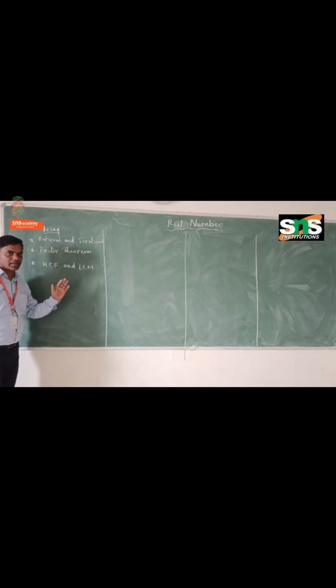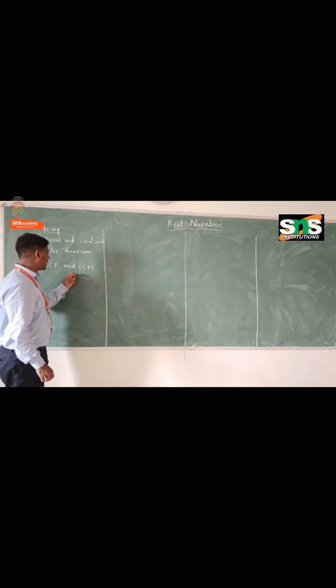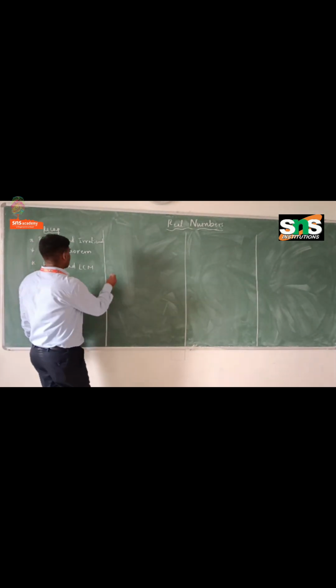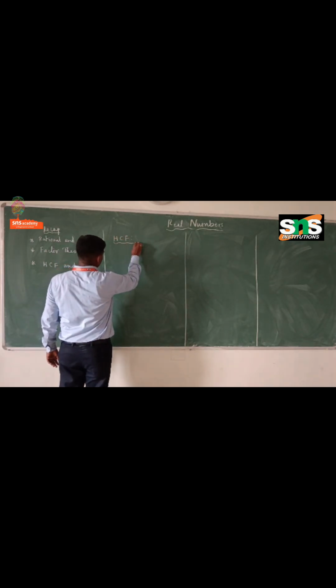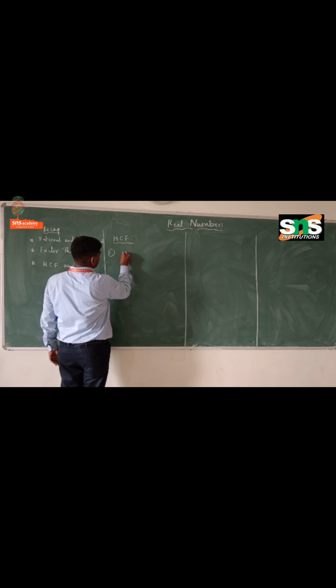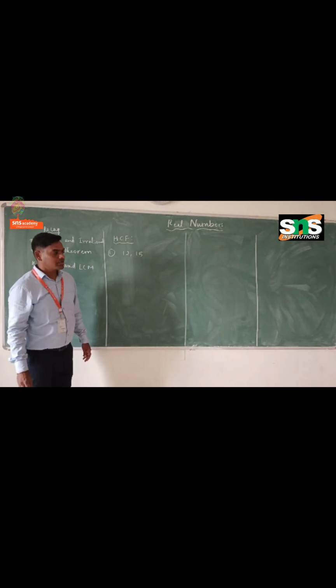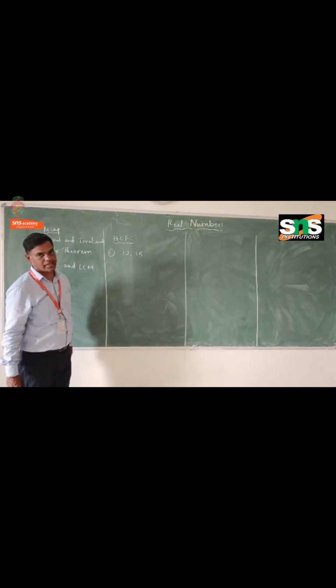This is already there in your lower classes, but once again we are going to recap it. HCF means highest common factor, LCM means least common multiple. Here we first see HCF. We are going to find the HCF for two numbers, for example 12 and 15.